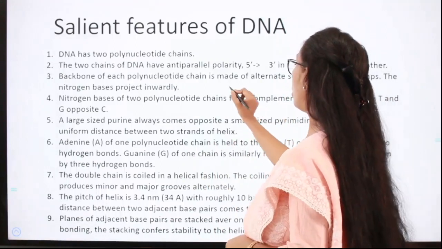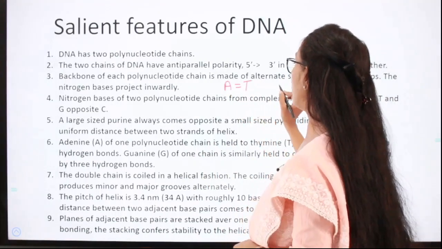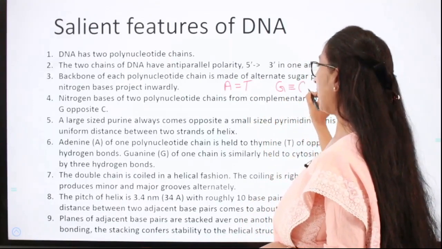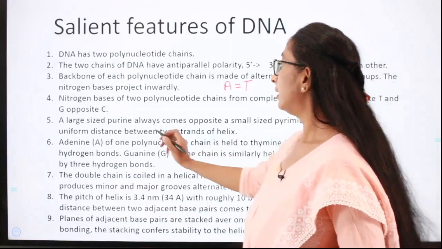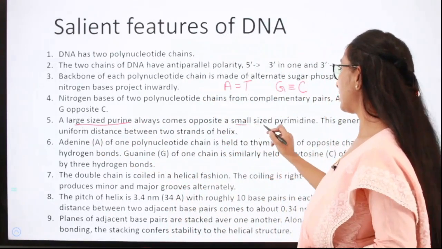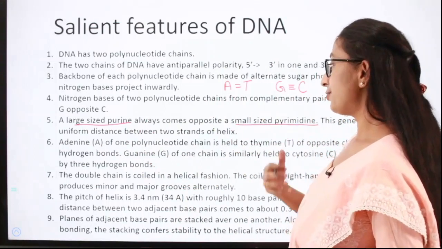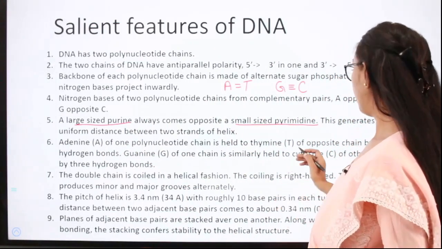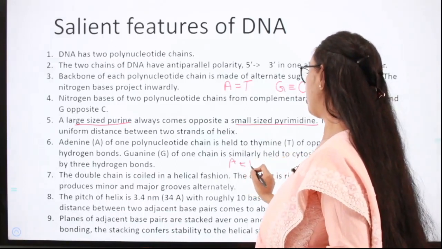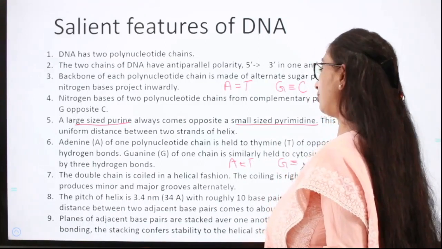So adenine always base pairs with thymine with 2 hydrogen bonds and guanine always base pairs with cytosine through 3 hydrogen bonds. So a large size purine always comes opposite to a small size pyrimidine, and this generates 2 uniform strands of the helix. So here I already told you adenine base pairs with thymine through 2 hydrogen bonds and guanine base pairs with cytosine through 3 hydrogen bonds.